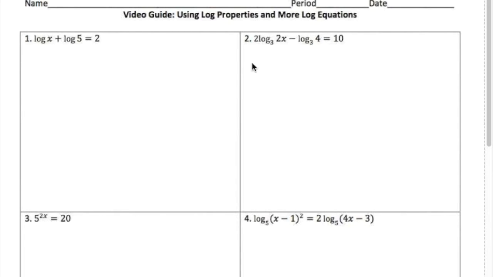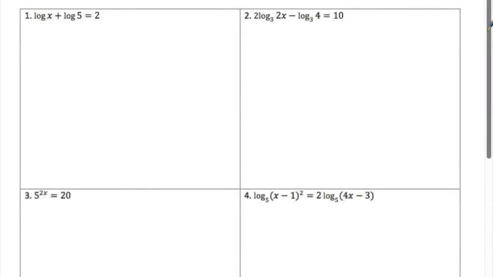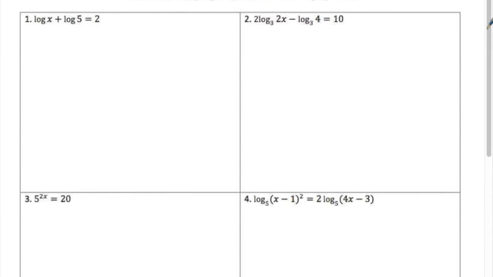So this video covers log equations again. This time we're going to have log equations that require those log properties that we learned in class. So here we have log of x plus log of 5 equals 2. First thing to remember here is that since the base on these logs isn't written, it is 10. These are common logs. These are both log base 10.